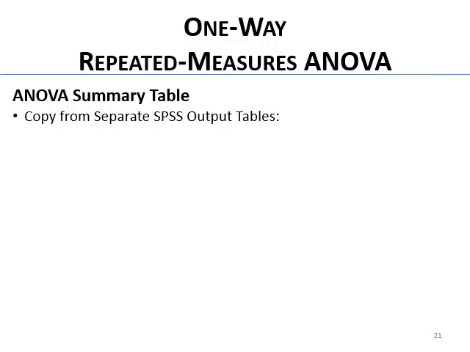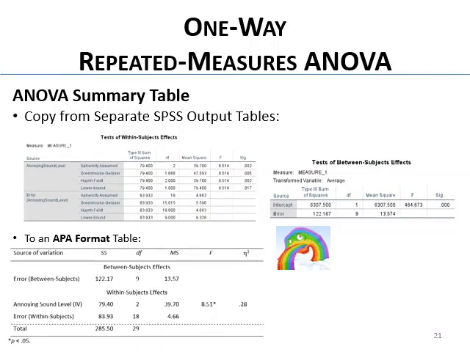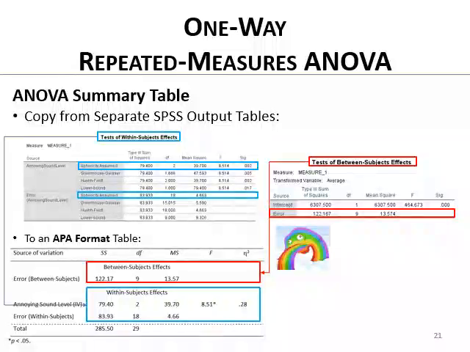So your ANOVA summary table is created by taking stuff from these two separate tables and putting them into a single table in your example APA write-up. So you've got to put it into this sort of format, and note this is divided into 2 sections, a between subjects section and a within subjects section. So the within subjects effects stuff goes in the within subjects effects section, between into between. And so there's your between stuff. You just copy it in like that, 122, 9, 13.57. And your within stuff goes into the within section.